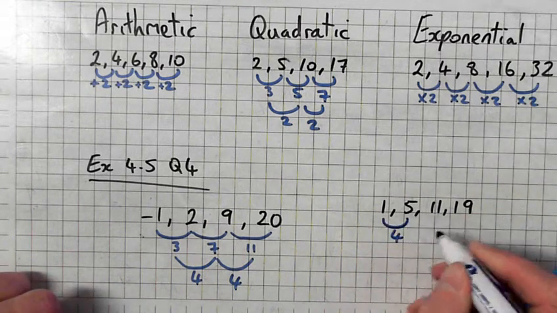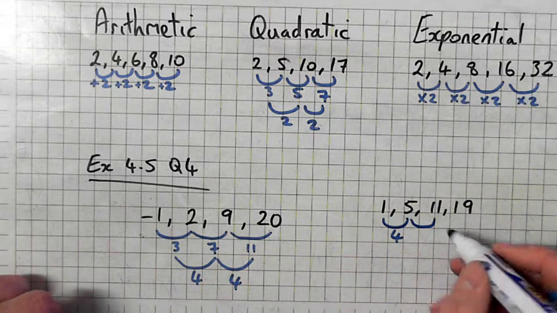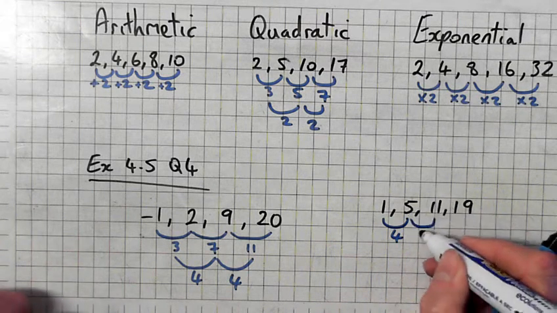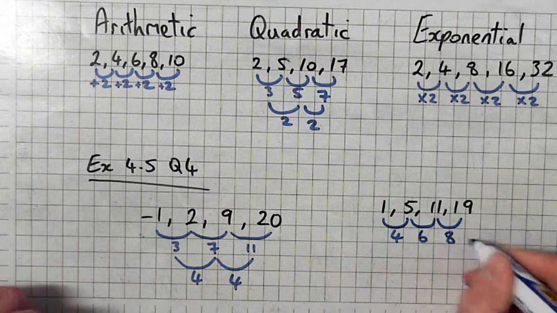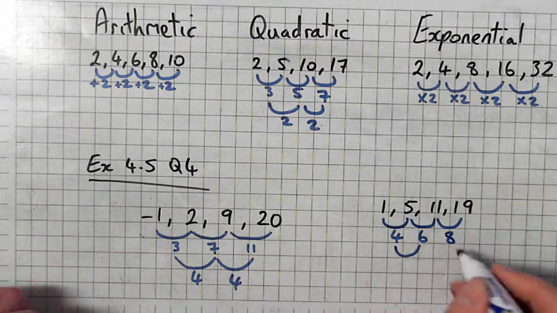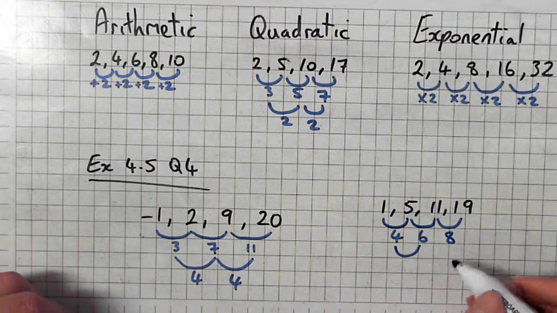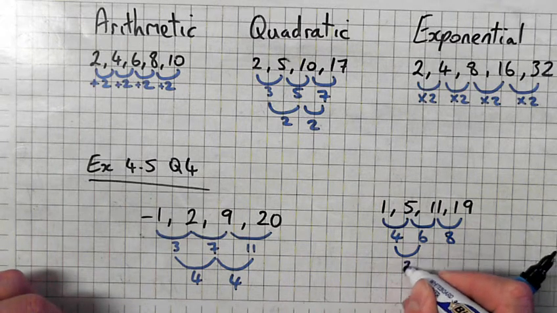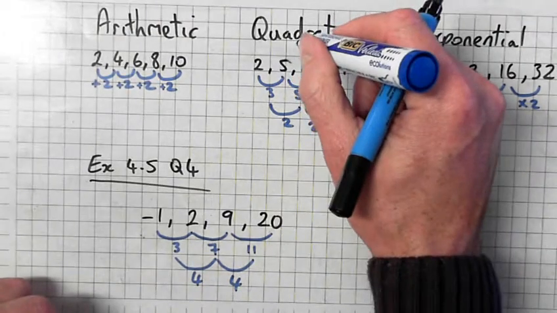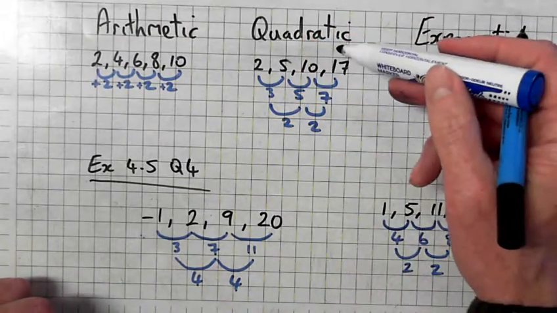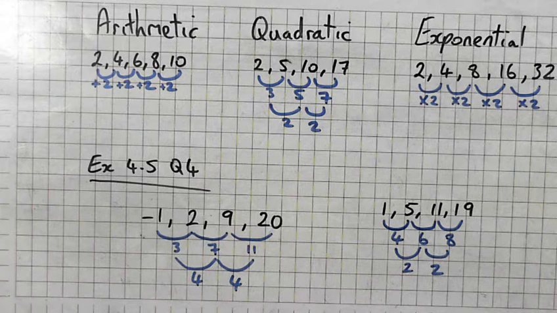First difference is 4. The next difference is 6. The next difference is 8. So the first difference is not the same, so you go to a second difference. 2. So this one is quadratic. This sequence here is quadratic because it has two differences.